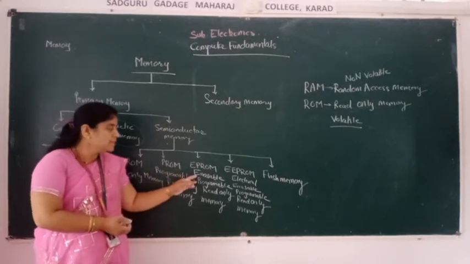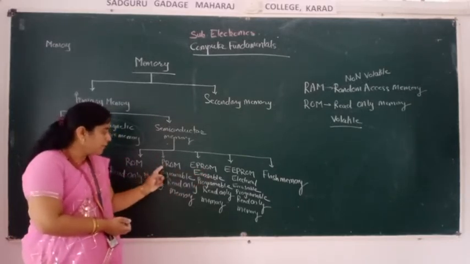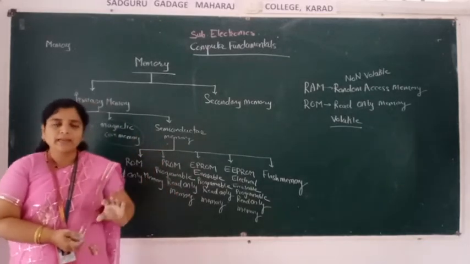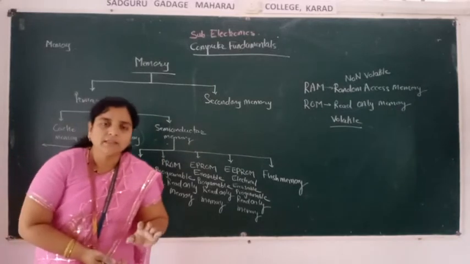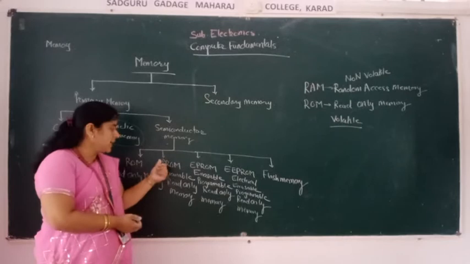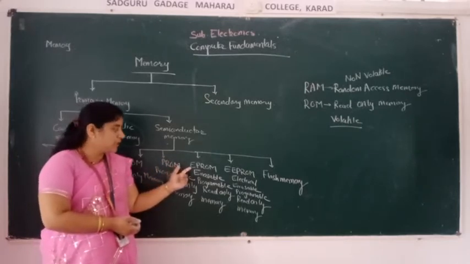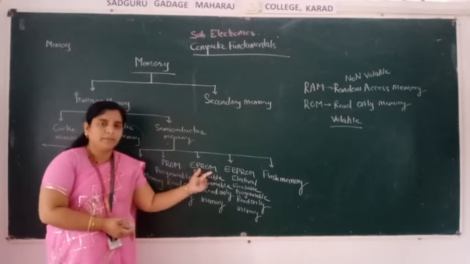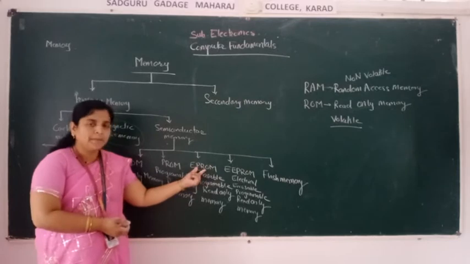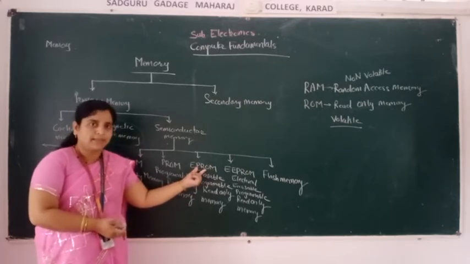The next memory is the EEPROM. EEPROM means whatever you have programmed here, you can erase that program and write again. Because it is erasable, it is called an erasable programmable read-only memory. No doubt it is a ROM, read-only memory, but it is programmed, and if that program is not required now, you can erase that program.